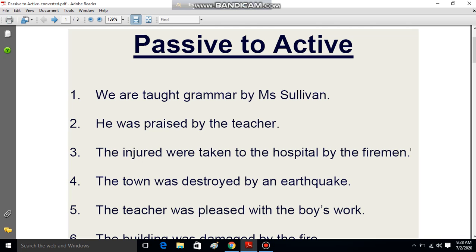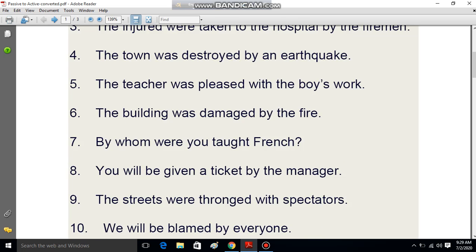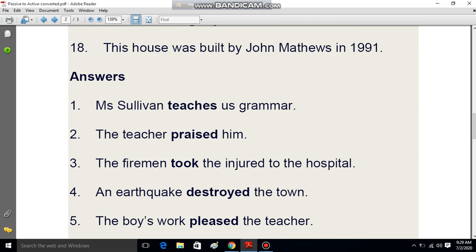So I repeat, as you see was here, it means the active structure will be in past simple. What's the past simple structure? Subject, V2, object. It will be subject the teacher, then verb praised, then object him. So the teacher praised him. Let's check the answer. Yes, the teacher praised him.